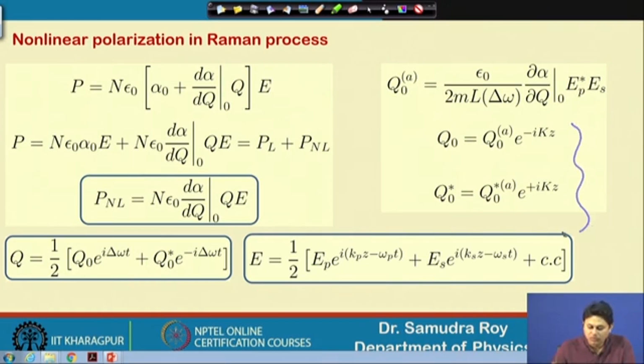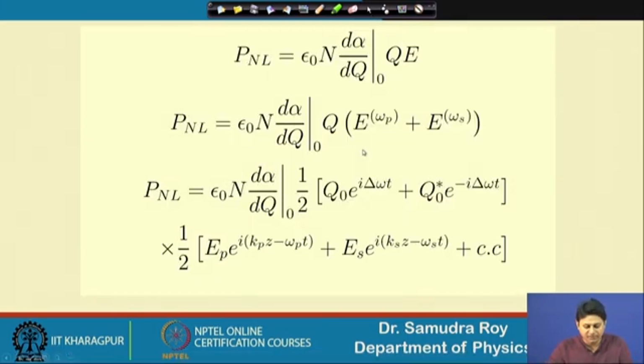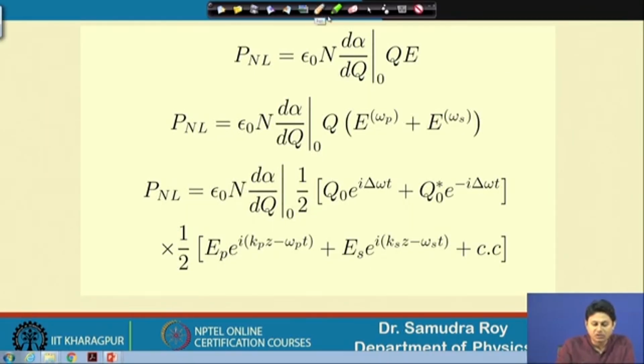Well, Q0 is in our hand, Q is in this particular form, E is this particular form. So, the next thing is to calculate P nonlinear, which is very very important, and now we are going to calculate P nonlinear because everything is now in our hand. So, P nonlinear is the multiplication of Q and these things, E with this term. So, Q is sitting here, E has two terms, E omega p and E omega s.